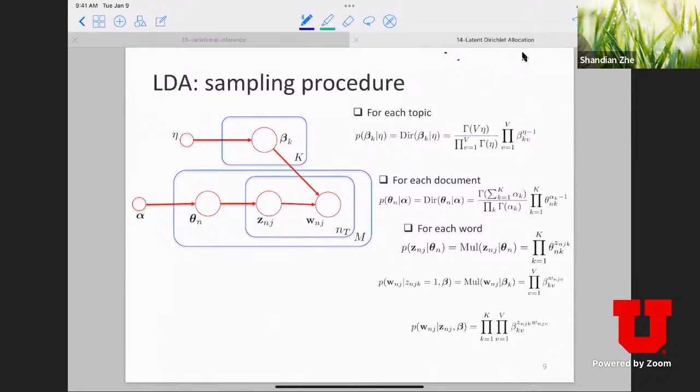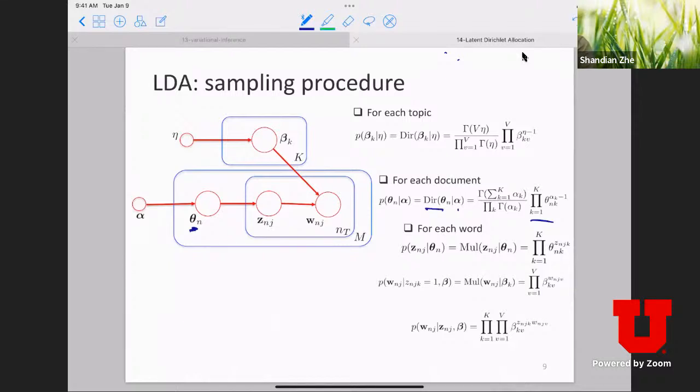And then for each document, if you want to sample the topic mixture probabilities, we use another Dirichlet distribution parameterized by alpha, right? And you have K topics, so you have K alpha values, alpha 1 to alpha K. Again, you can assume all those alpha_k are the same, or you can use different alpha_k. And this is also the form of the Dirichlet distribution.